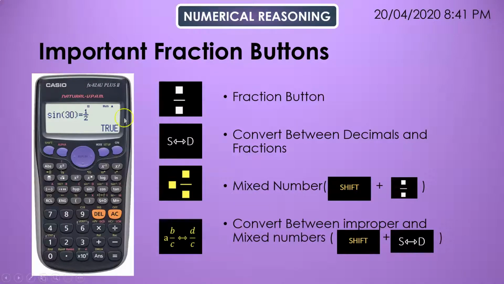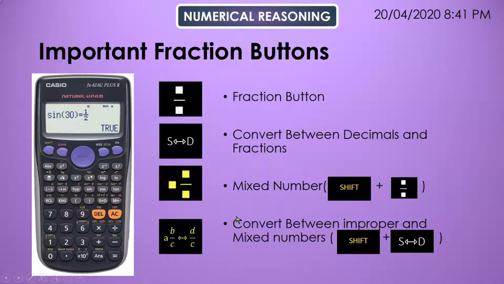Talked about if you've got the Casio FX82, that the double box is used for showing fractions. The SD button is to convert fractions between decimals and fractions. If you're using a mixed number, you have to use the triple box, which is found using Shift and the double box. And the last one is this button, for converting between mixed numbers and improper fractions or top-heavy fractions. To find that, you press Shift SD.